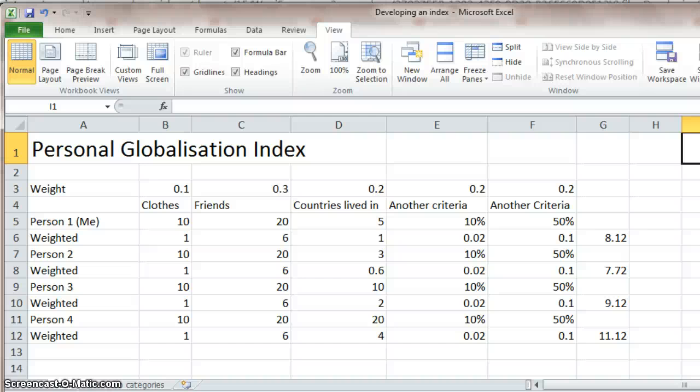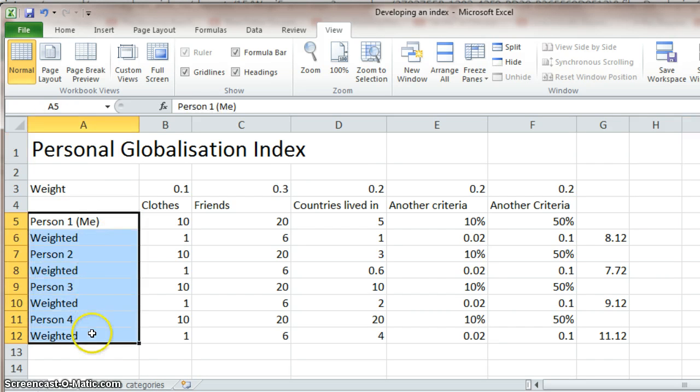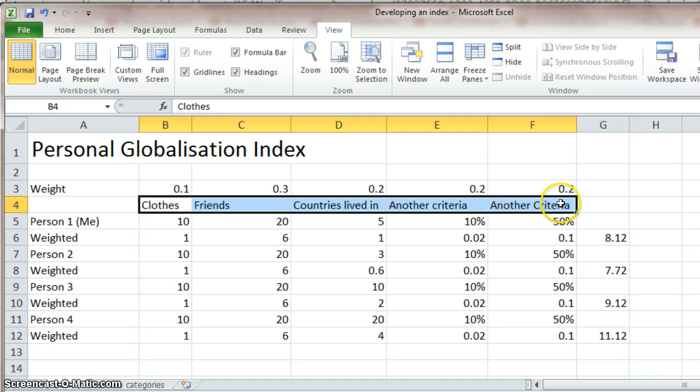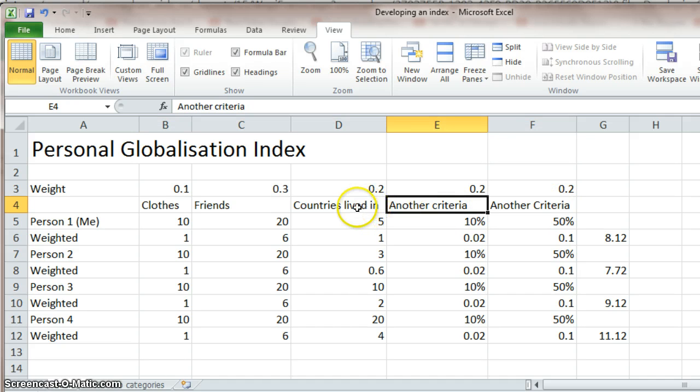Okay, grade 10. So for your Globalisation Index project, just a little bit of help as discussed in class. Here I've got all the different people that will be taking my Globalisation Index, where we're going to see the criteria, and along here are the different criteria. I haven't given you all of them because that's part of your task, but ones we've talked about in class already, about clothes, so maybe how many different countries are my clothes from.